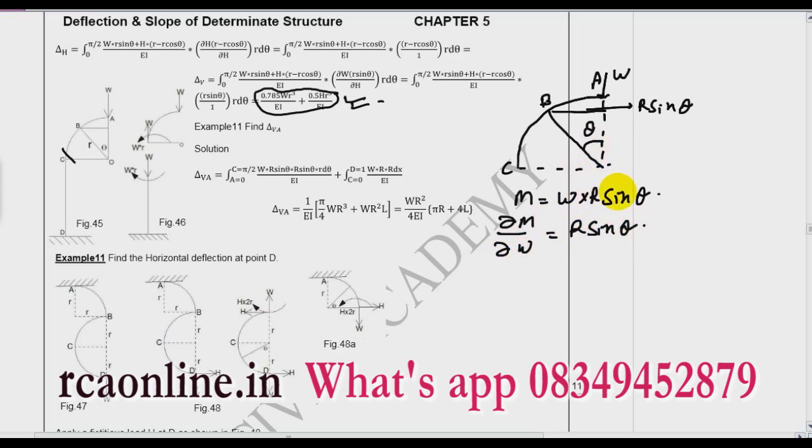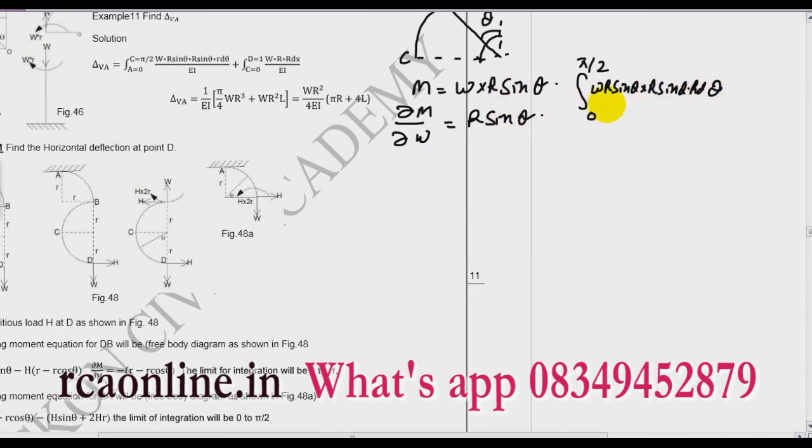Okay. Then what is the integration? Integration is 0 to pi by 2. The angle is changing from here to here. So this is a 90-degree angle. So what do I get? W R sin theta into R sin theta into R d theta over EI. If you solve this part, then you will get WR cube over 4EI into pi.